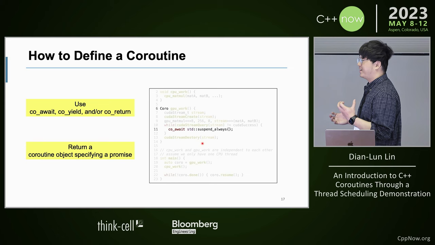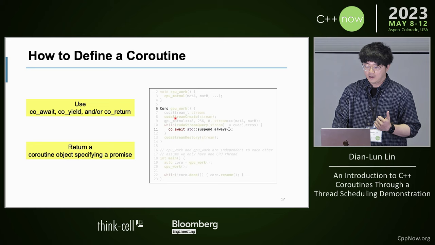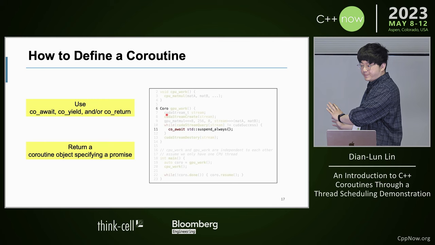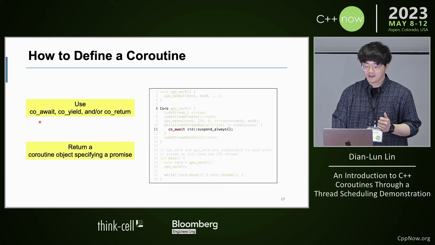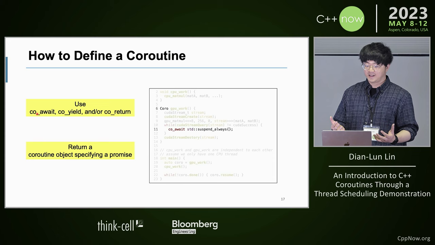And the second is that I need to return a coroutine object. Let's specify a promise. I'll talk about it later. All you need to know for now is that first, co_await, and here I need to return a coroutine object. In this talk, I'll mainly use co_await. Co_yield and co_return are, for me, simply a variant of co_await. Once you know how to use co_await, you will know how to use co_yield and co_return.